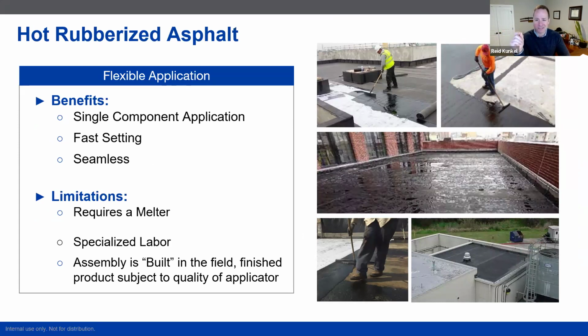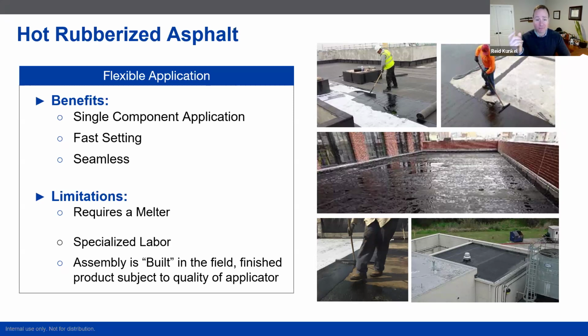Because HRA membranes are heat applied or hot applied, the base asphalt component needs to be heated up to 380 or 400 degrees with a kettle on site, and so because of that, it becomes a little less desirable for obvious safety concerns. And then there's less skilled labor that's interested in doing this type of install today.